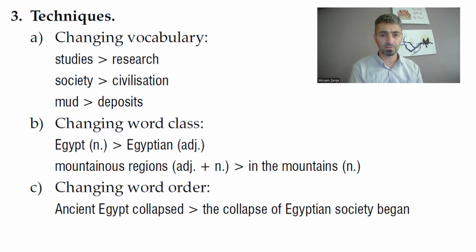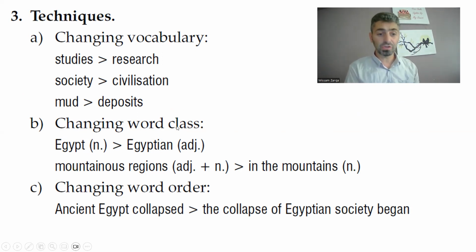This is just some more practice about it. Here are the 3 techniques we can use for paraphrasing. The first one, changing vocabulary, which is synonyms, more or less. Studies, research, society, civilization, mud, deposits. These are somehow synonyms. This is the first technique.